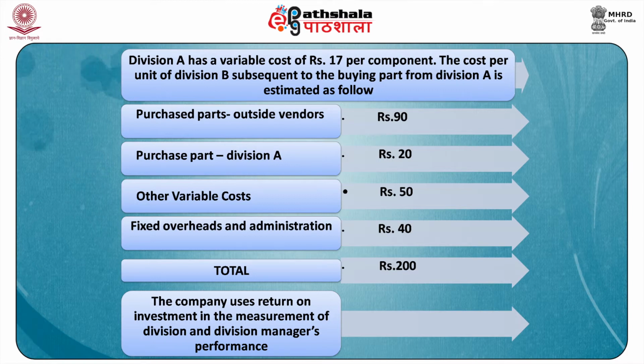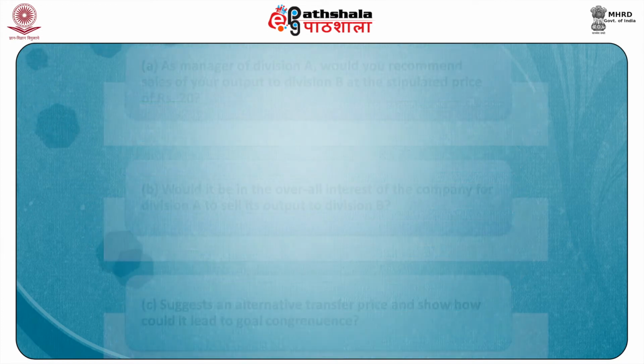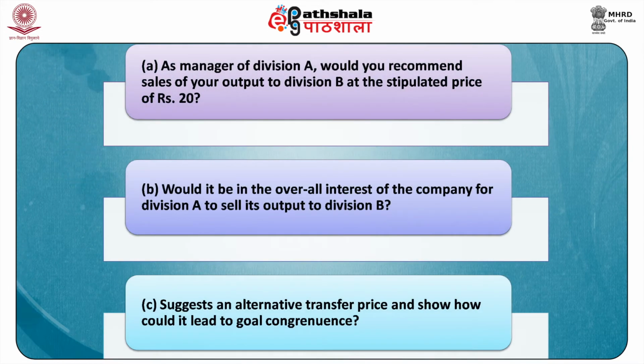The company uses return on investment in the measurement of division and division managers' performance. A. As manager of Division A, would you recommend sales of your output to Division B at the stipulated price of Rs 20? B.